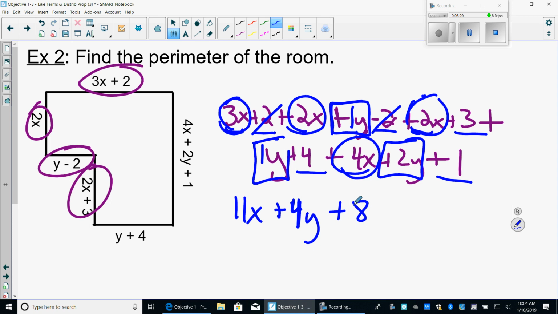Question? Columns, it doesn't matter which one, as long as it's the x's, the y's, and the numbers. So 11x plus 4y plus 8 is the same thing as 8 plus 11x plus 4y. Does that make sense? So it doesn't matter which order.